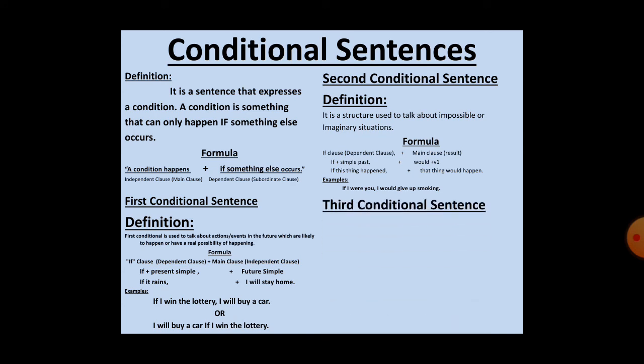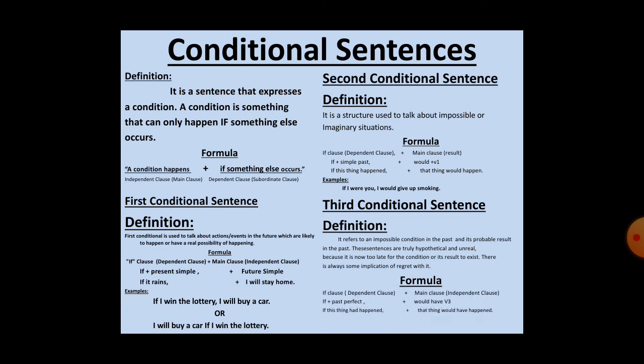So here comes our third conditional sentence. The third conditional sentence talks about past regrets or past actions that took place in the past, but we are still imagining about those actions, that if we had done something else, something else could have happened. So basically it shows our past regrets. Okay, repentance.